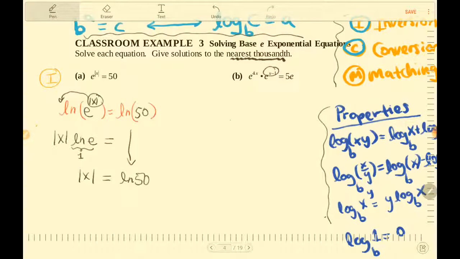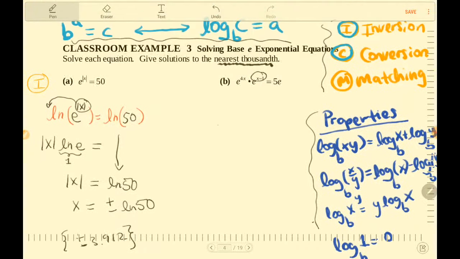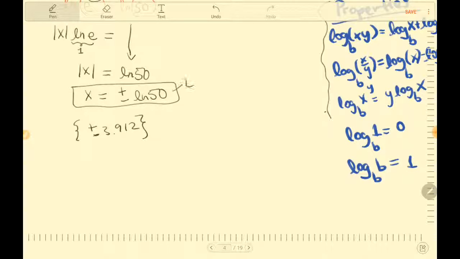Alright, so now that I have that, remember with absolute value, it's a distance from 0. So the distance from 0 can be plus or minus natural log of 50. And if I use my calculator or Excel to evaluate that, I will get the solution set plus and minus 3.912, rounded to the nearest thousandth. And I'm doing that because that was the directions here. Sometimes they'll ask you to leave it in exact form, and this would be the exact form right here. So you've got to pay attention to how they want the final answer. In this one, they wanted us to approximate.